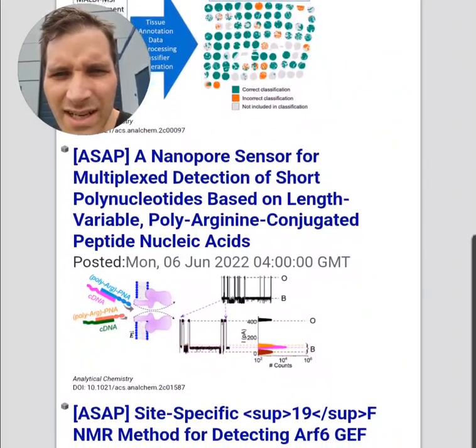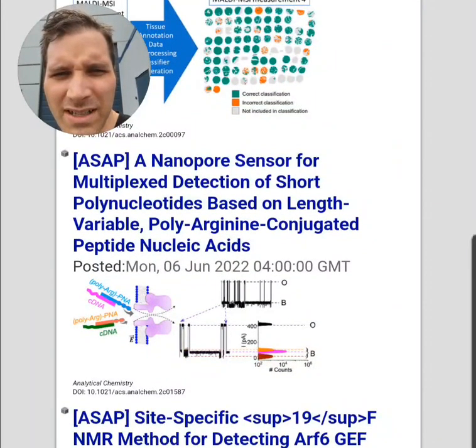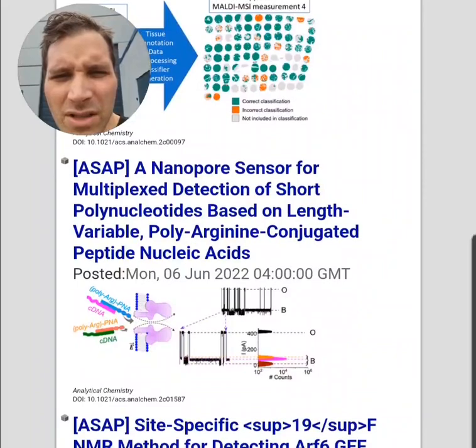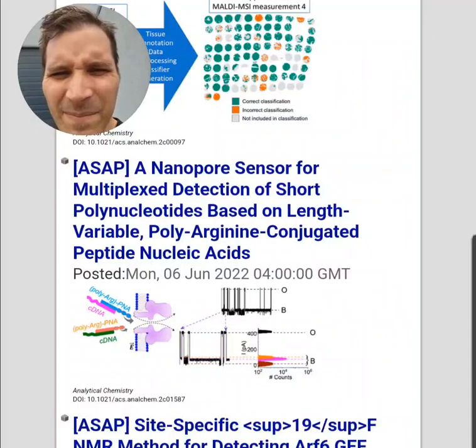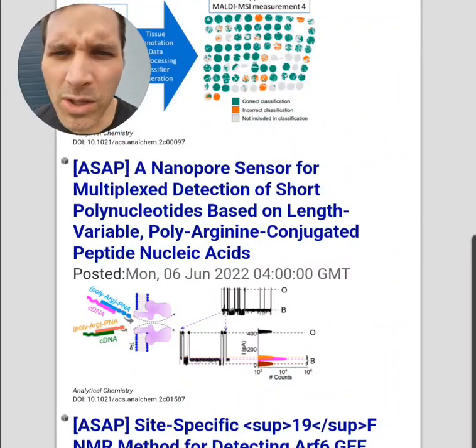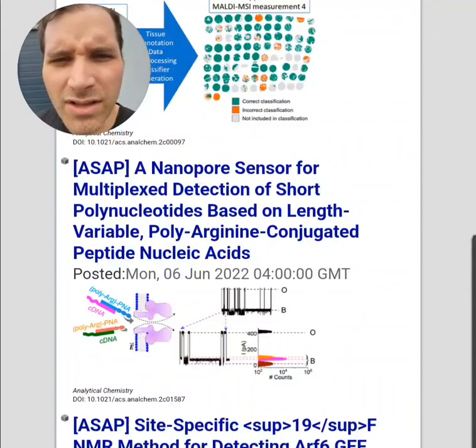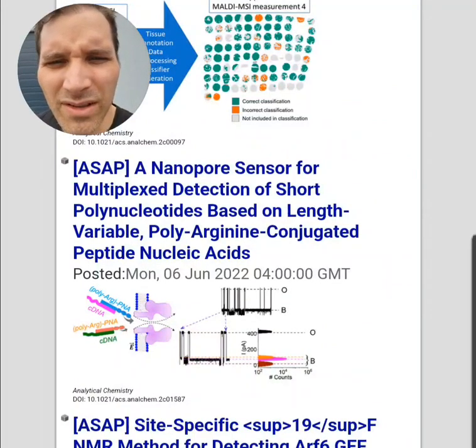Okay, so we have a nanopore sensor for multiplex detection of short polynucleotides based on length variable polyarginine conjugated peptide nucleic acids. So it's a sensor. They made a sensor, and the detection that they're going for is kind of a multiplex detection. Short polynucleotides based on a length variable. Very cool. So they must be, I guess, conjugating it with arginine, and they're using that. They made a sensor that can detect short polynucleotides.